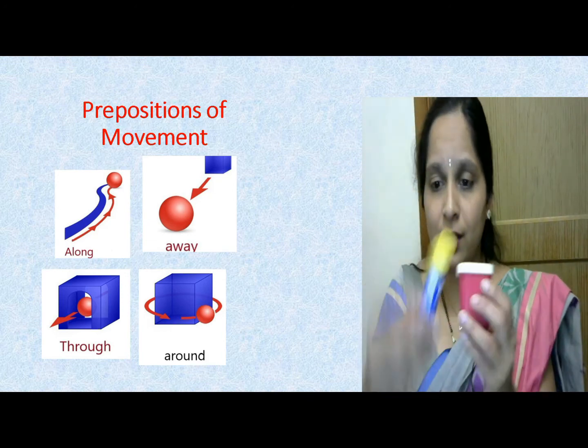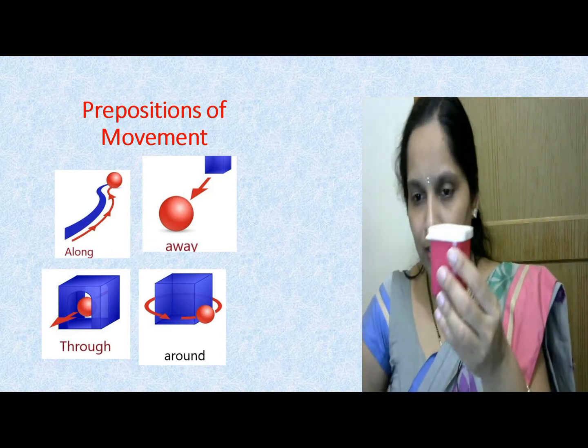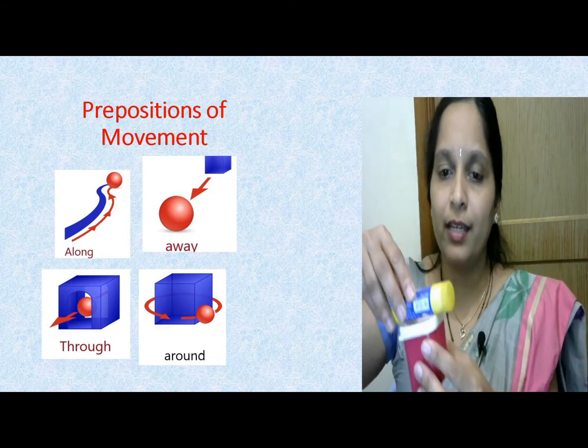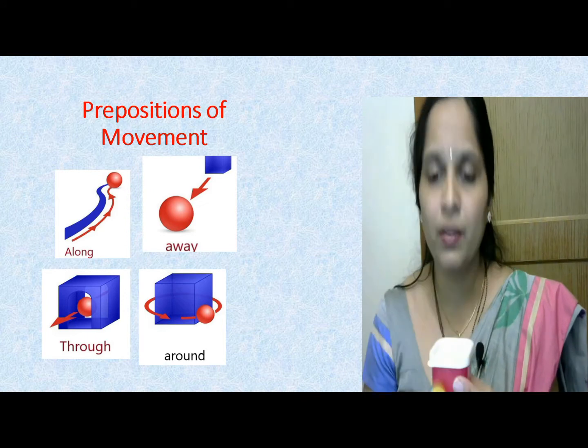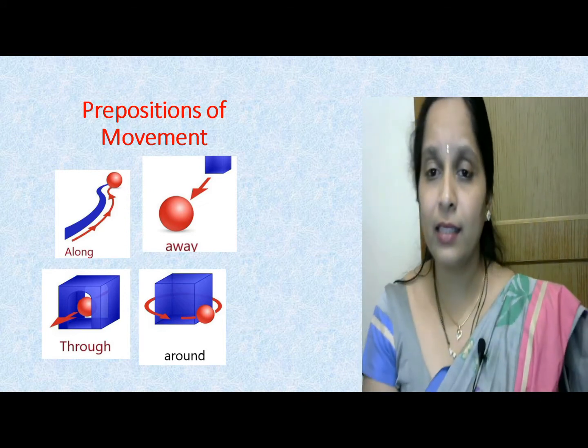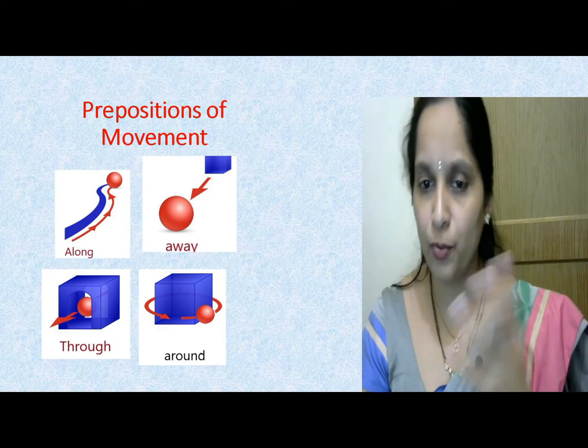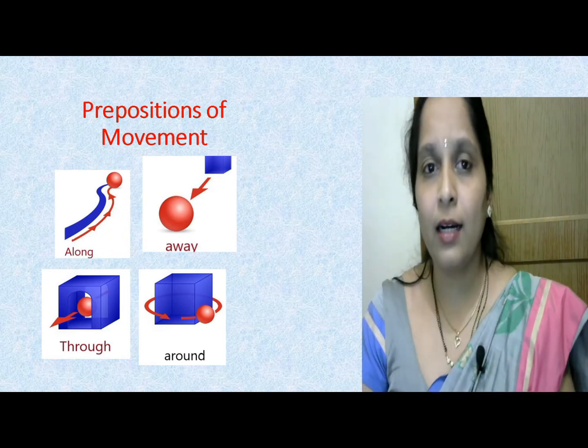Across: say, for example, this is the road. The snake is crawling across the road. It is crossing the road, across the road. This is your across. Like this, a couple of prepositions of movement I have told you here.